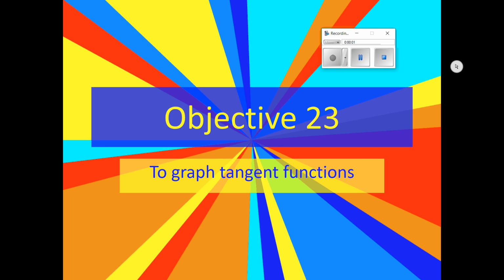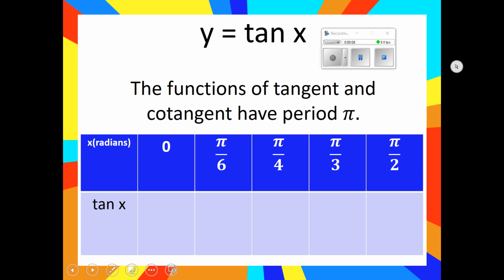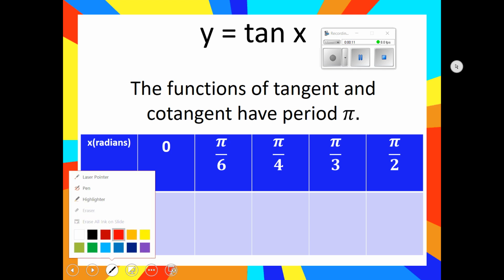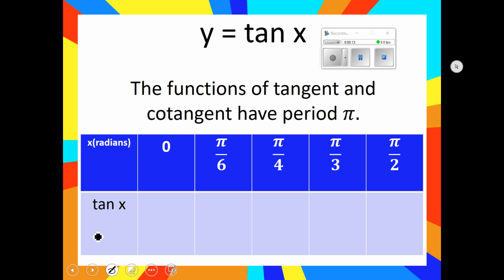Doing objective 23 today. We are going to graph tangent functions. So I asked you a minute ago, I gave you this chart, and I asked you to go to your unit circle and find the tangent at each of those points, okay? So we know the tangent of x is equal to the sine over the cosine, or the y divided by the x.